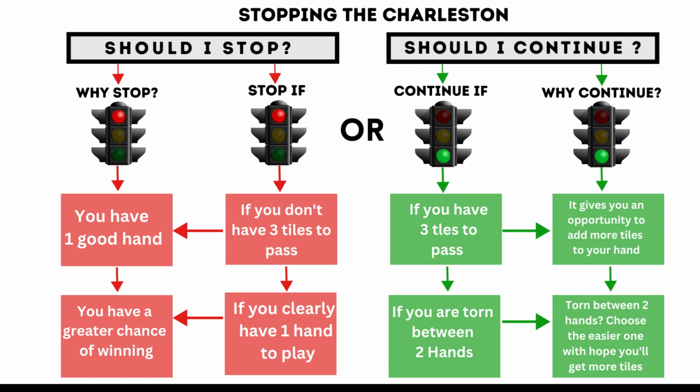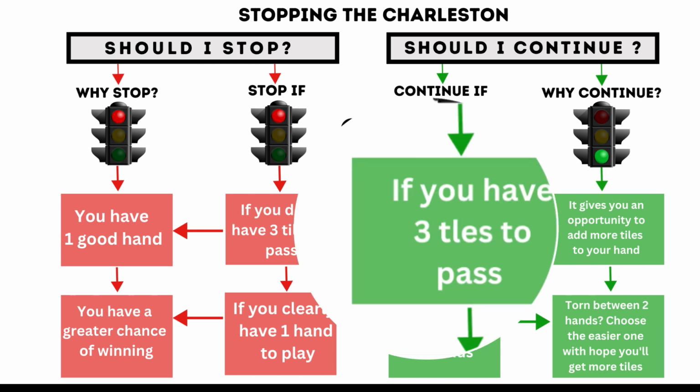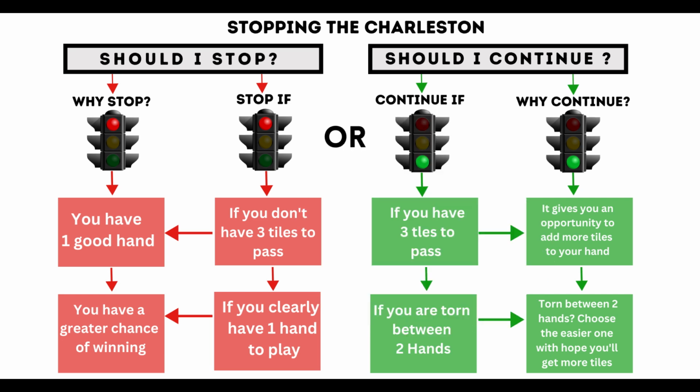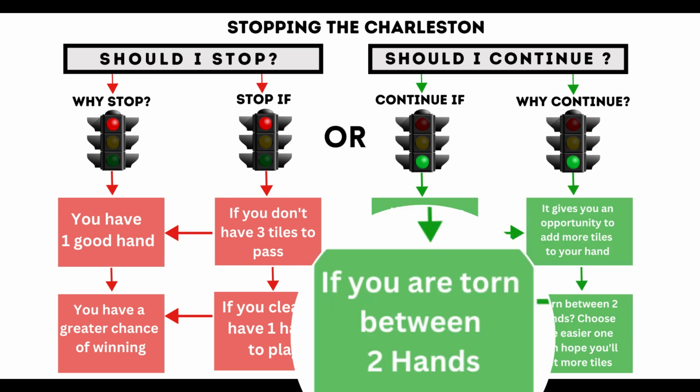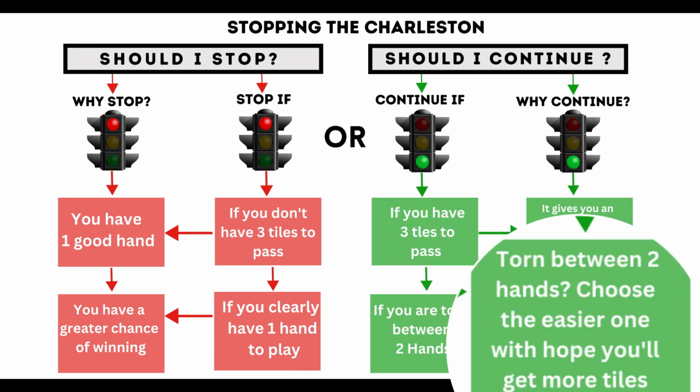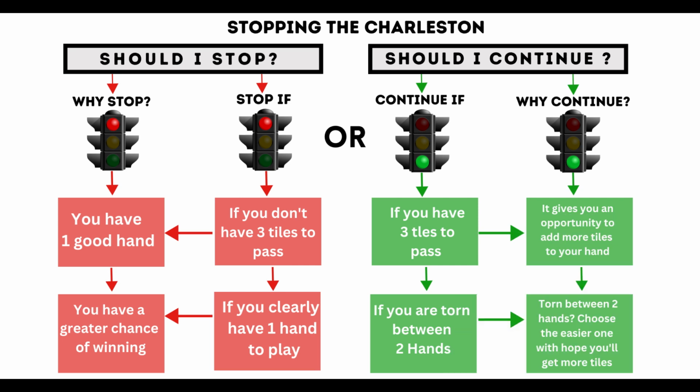Now let's go ahead and take a look at the right side of the infographic, and let's reaffirm why you shouldn't stop the Charleston with why you should continue. So why should you continue the Charleston? You continue if you have 3 tiles to pass because you have an opportunity to add more tiles to your hand, and you continue if you are torn between 2 hands, because if you are, you choose the easier one with hope that you'll get more tiles.